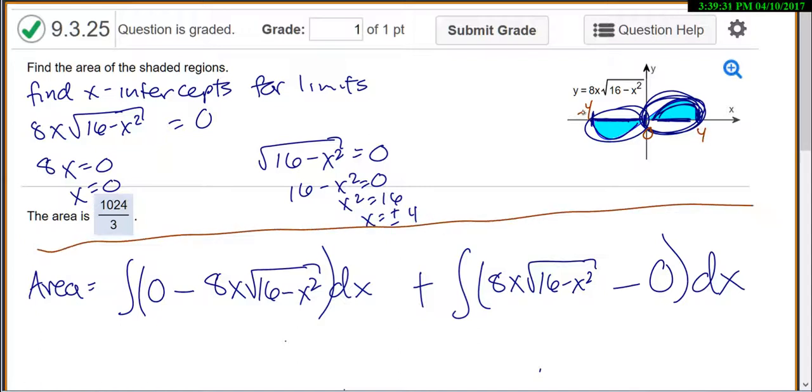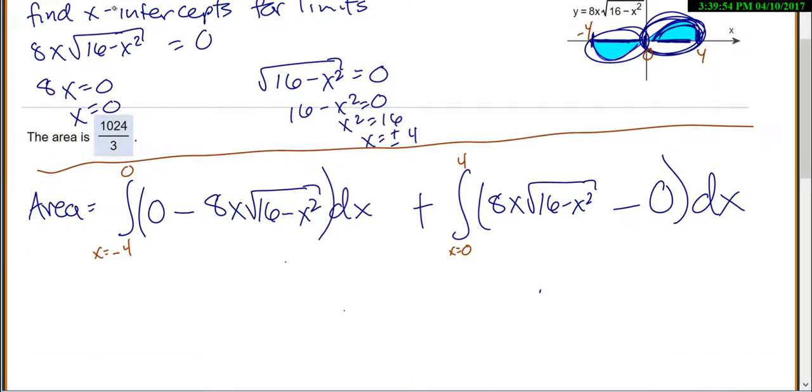Okay, so our first one, where the function was underneath, that went from negative 4 to 0. And over here, we're going from 0 to 4. And it's not necessary, but I'm going to write here, these are x equals, just to remind myself later, just in case I do use substitution, but I might not. Let's see what we actually have to do.